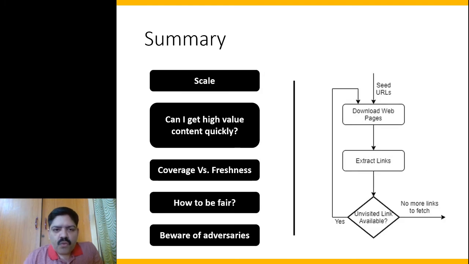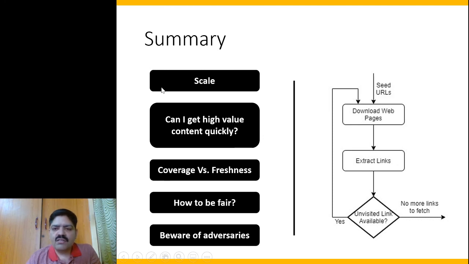So let me round up what we have discussed so far. The way a basic crawler works is it starts with some seed URLs, which is well known beforehand that these are quality web pages. And from there, we download the web pages, gather more URLs, and then go ahead and grab more pages and so on. So we keep iterating this again and again till we think we have gathered the entire web, or we have no more links to fetch. Can I get high value content quickly? How do I scale this? So these are important questions.